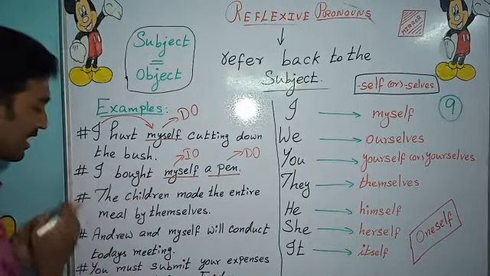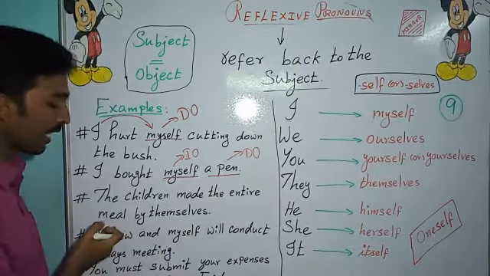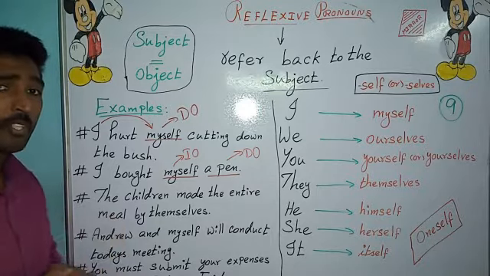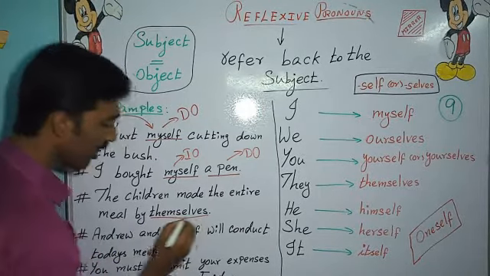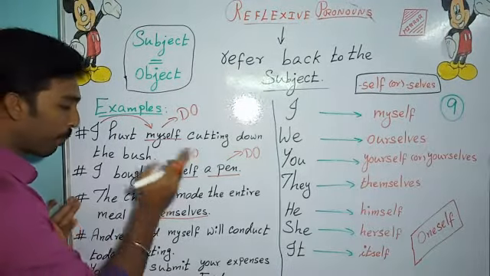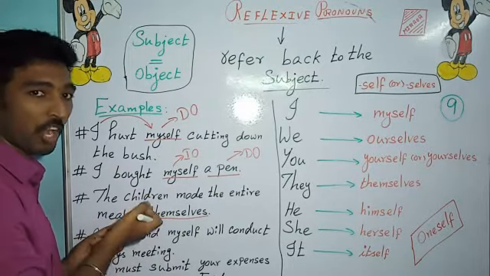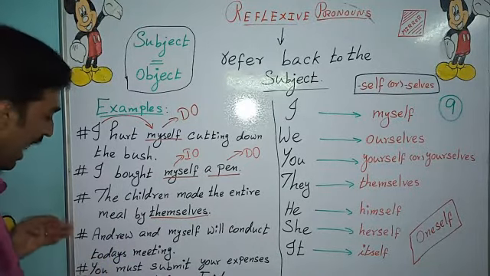And let us check the next sentence. The children made the entire meal by themselves. Here we have used the reflexive pronoun themselves. And in this sentence, it tells that they have prepared the entire meal by themselves. They alone have done it.